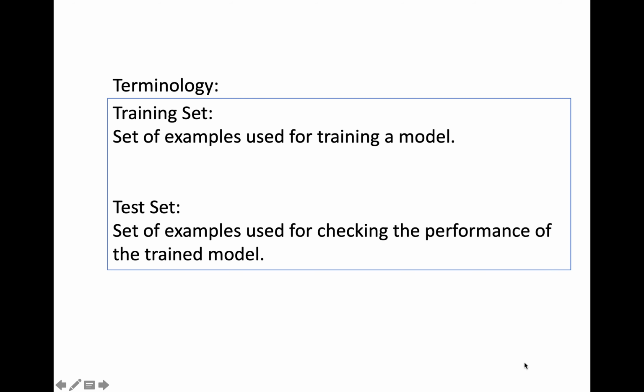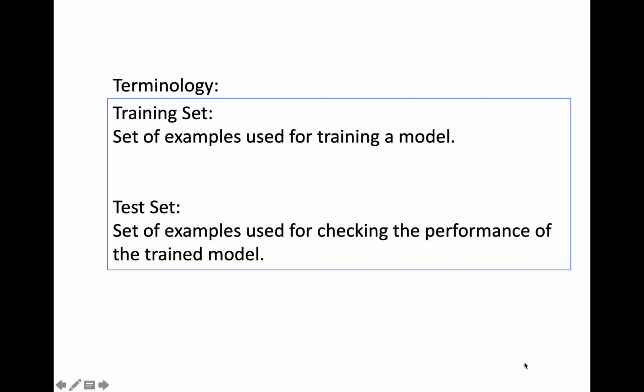One was the training set, which are the examples used for training the model, and the test set are the examples which are used for checking the performance of a trained model. In case the performance was not optimum, we need to provide more examples so that it could train itself better.